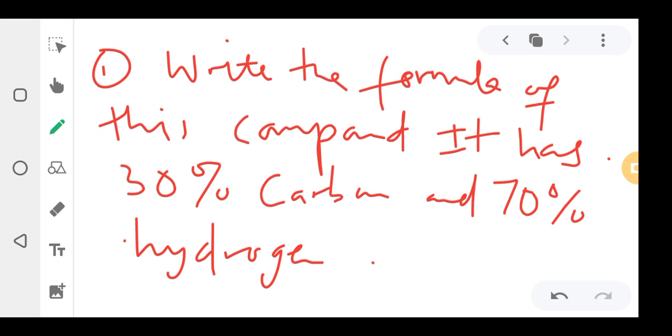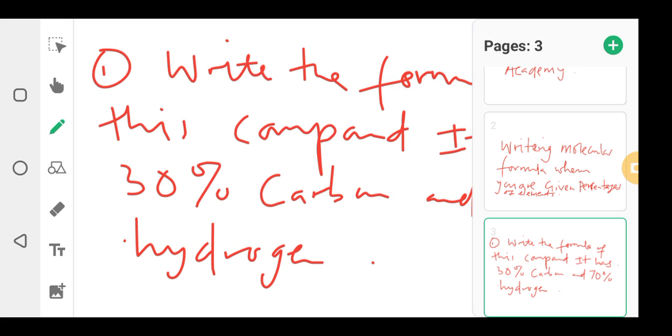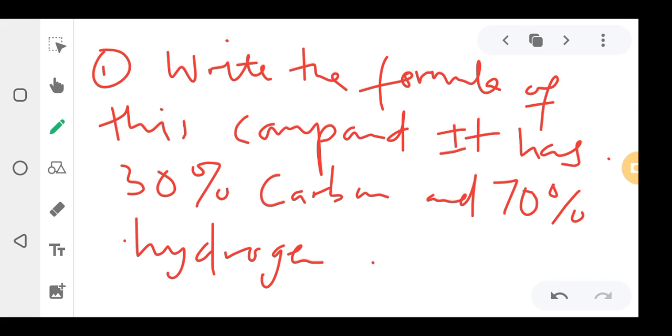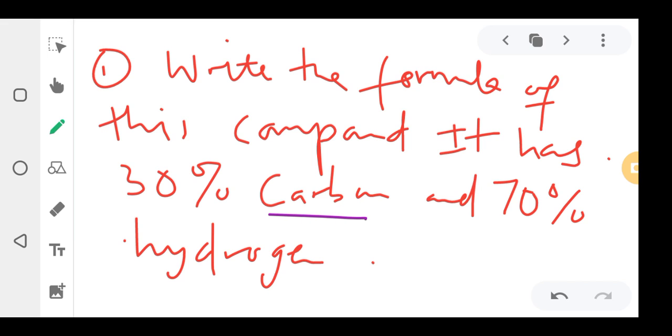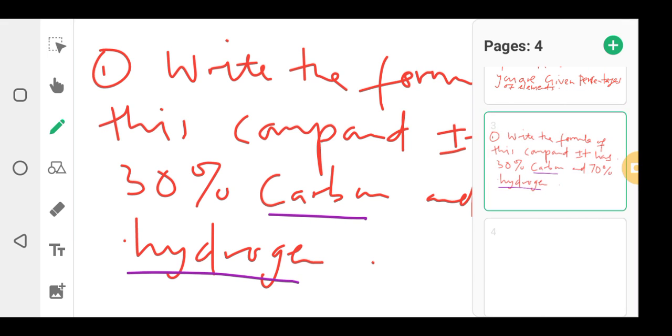How do you do it? It's simple. What do you do? The first thing you do is write the elements that I've given you. What two elements do you have? You use the letters. You've got carbon and hydrogen. So these are the two elements you have.